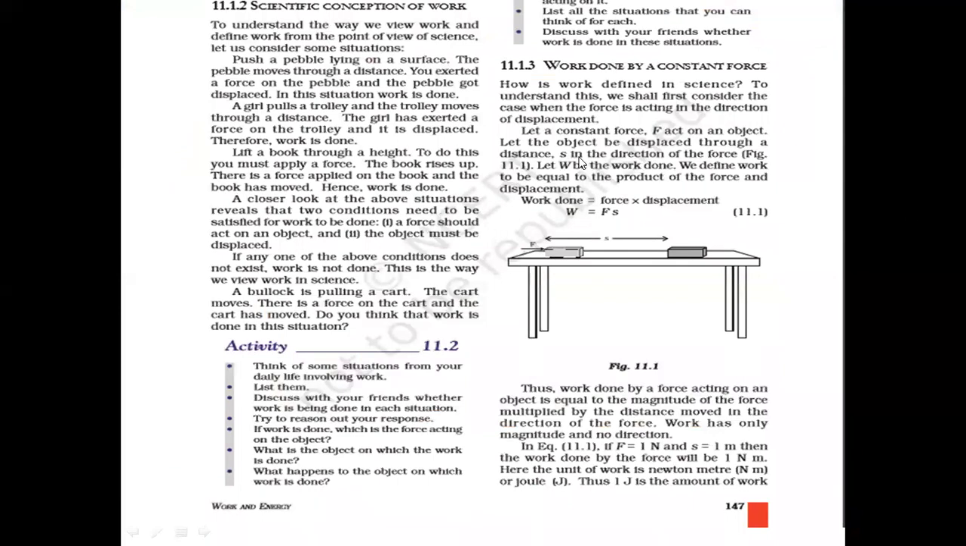So here, this is from your textbook where they've given a block of wood and they've applied a force and they are showing that it is moving. So what they have said, let a constant force, and we know force is represented by the letter F, act on an object. So we are saying this force F is acting on this object.